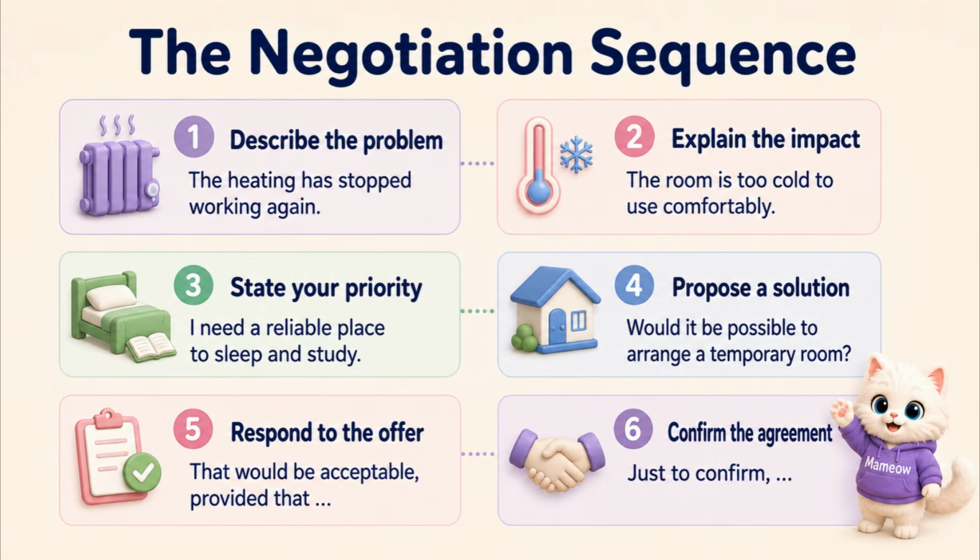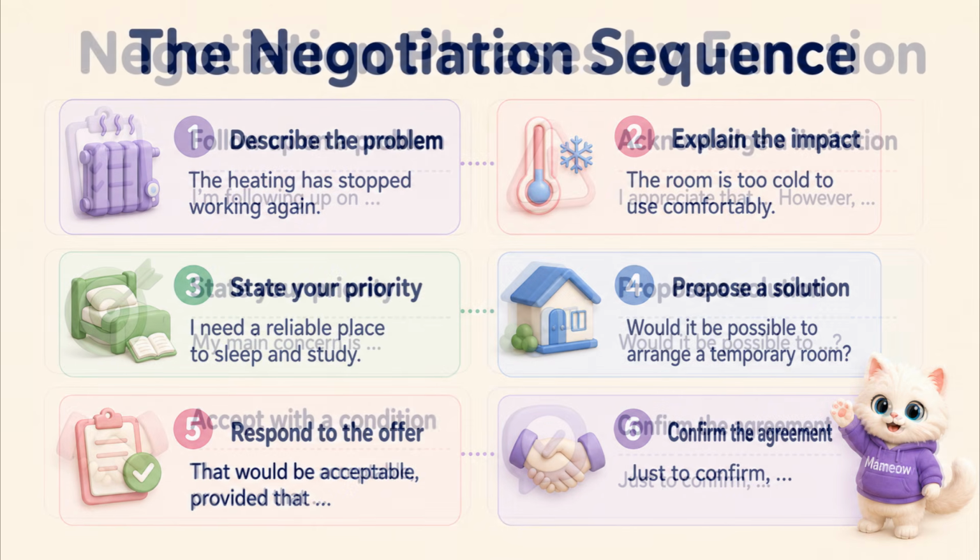Sophie follows a clear negotiation sequence. First, she describes the problem factually. Next, she explains its practical impact and identifies her main priority. She then proposes a workable solution rather than simply demanding action. When Mr. Bennett offers an alternative, she accepts it with a reasonable condition. Finally, she confirms the details and requests written evidence of the arrangement. This structure keeps the negotiation focused and constructive.